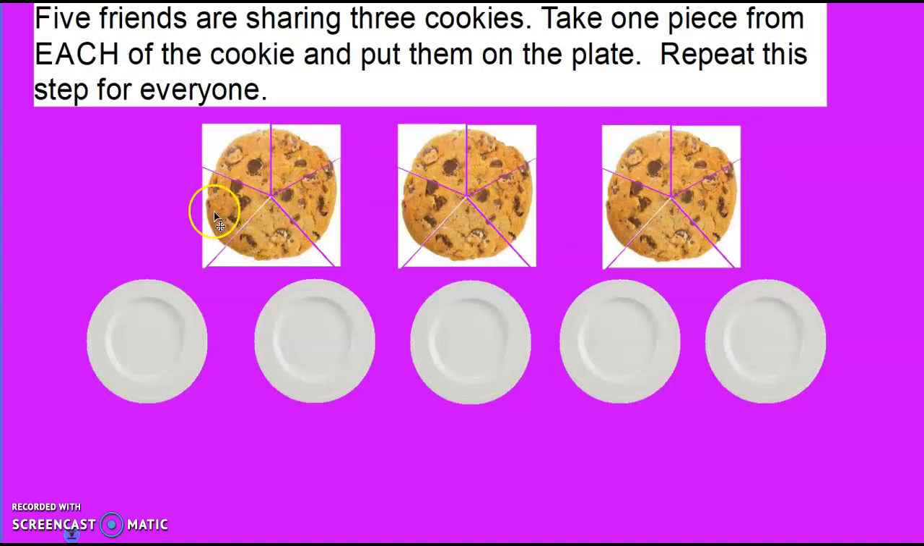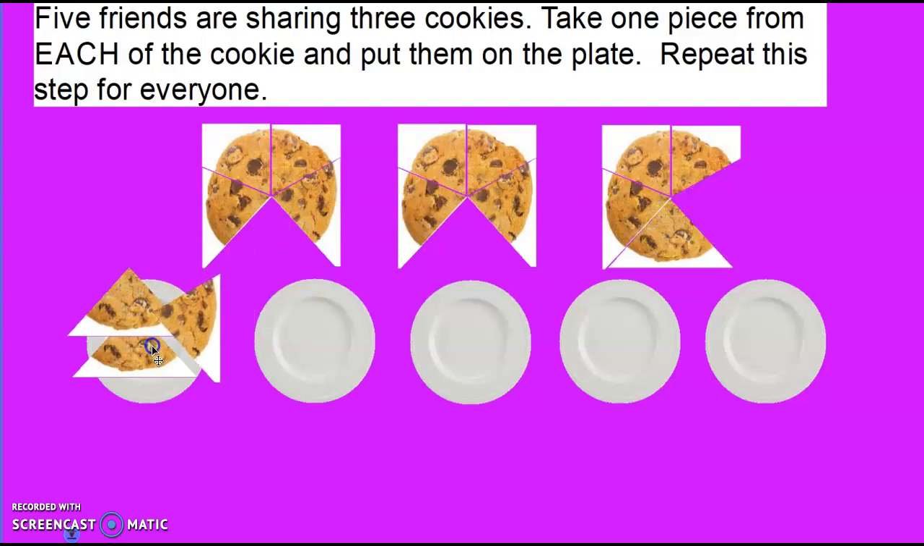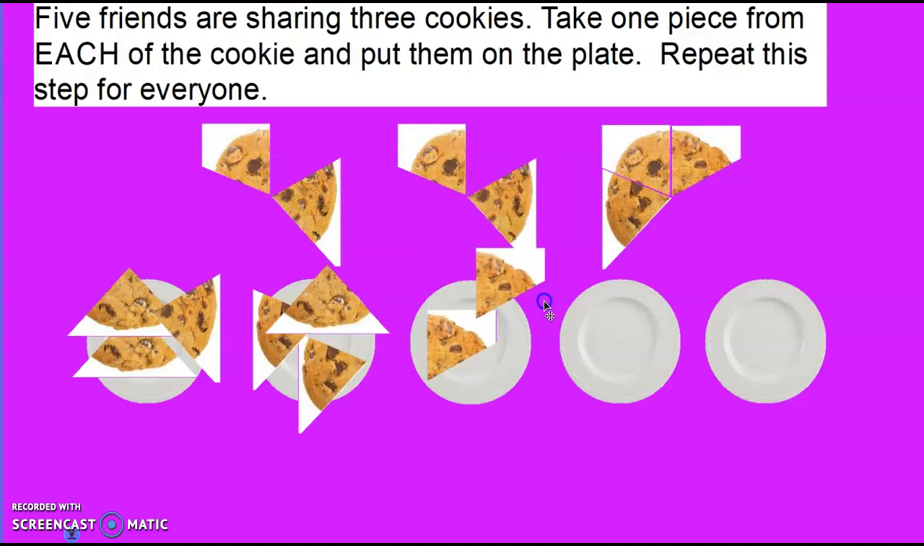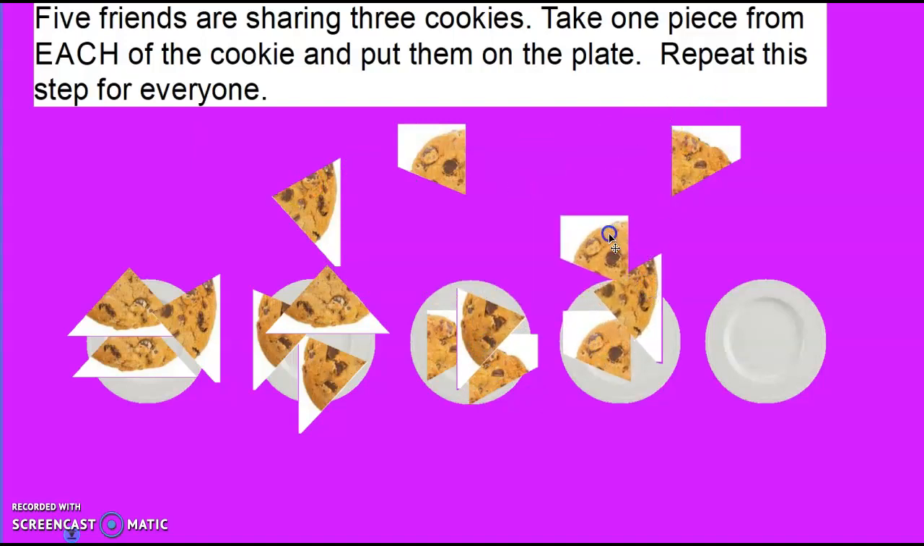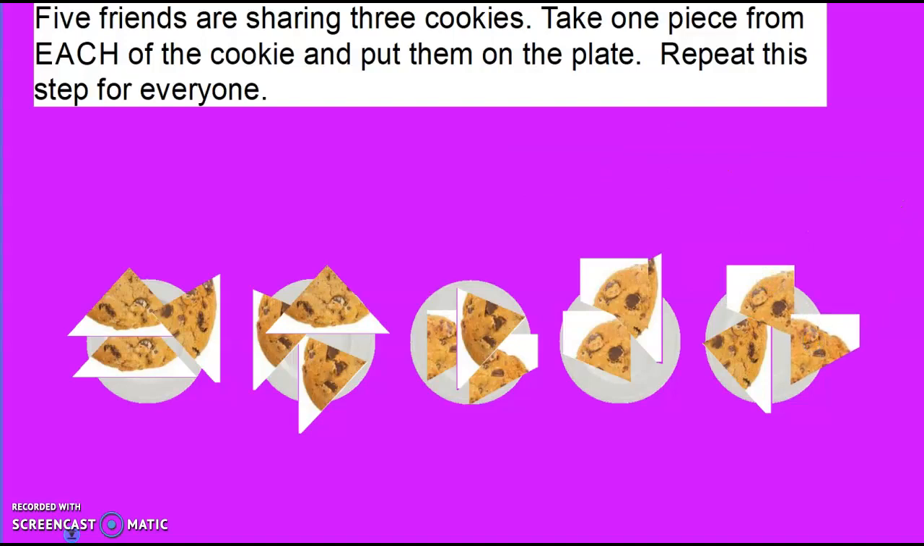Okay, so we're going to take 1 here, and another one here, and another one here. That's for 1 person. And we're going to do the same thing, 1 piece from each cookie for each person. 1 for you, 1 for you, 1 for you, and here's the last person. So the question is, what fraction does each person get?